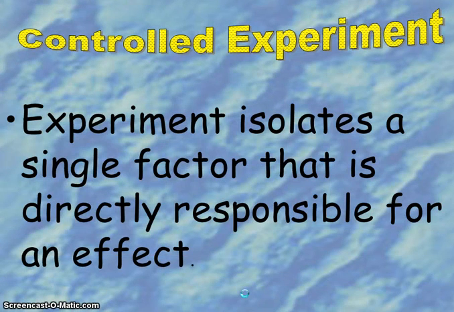Now, we're going to be doing the controlled experiment. A controlled experiment is going to isolate one factor, okay? And we're going to be practicing this throughout biology, okay? So let's learn what the terms are for a controlled experiment. We have the terms variable and control.